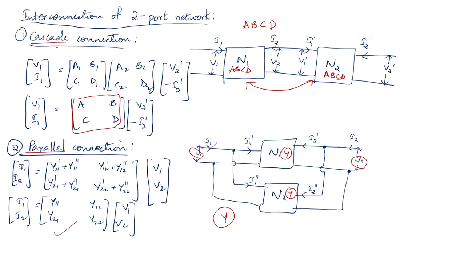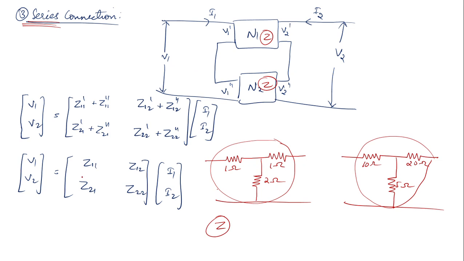So please note, for the cascade connection, it will be the multiplication of the ABCD parameters. For parallel connection, it is the summation of the Y parameters. And for series connection, it is the summation of the Z parameters.